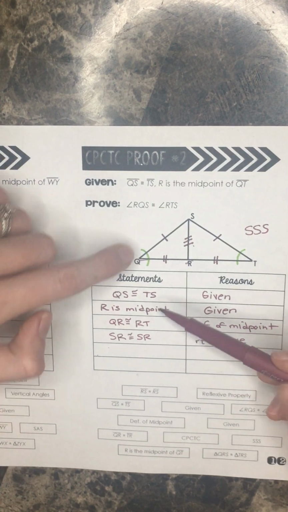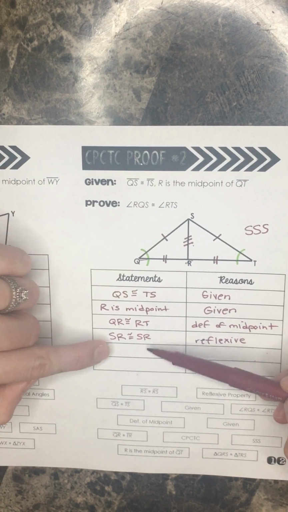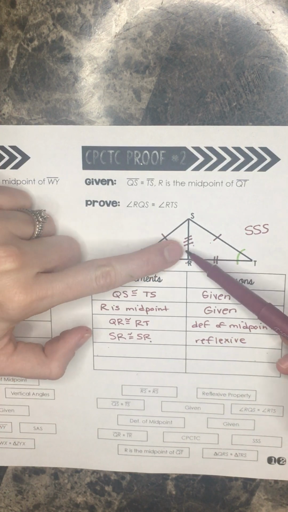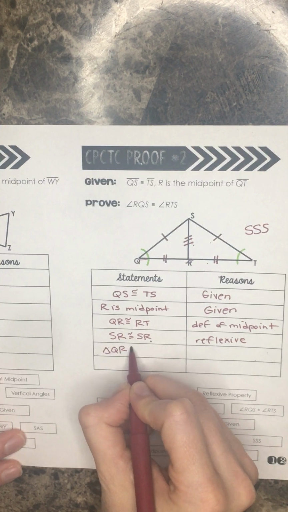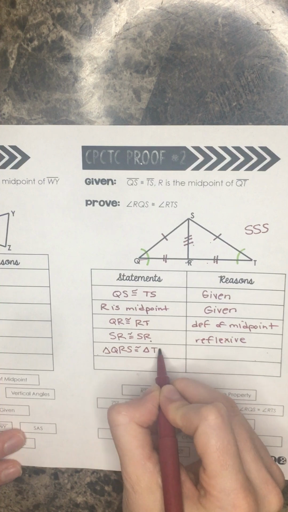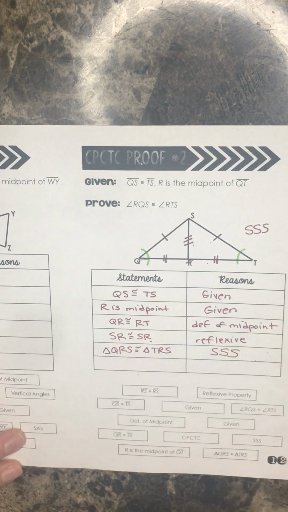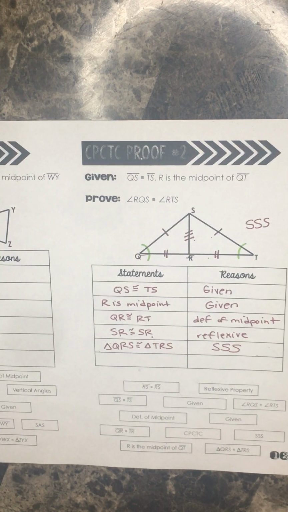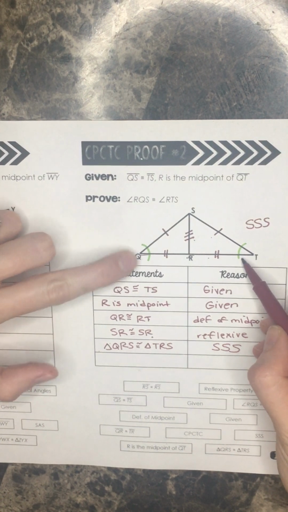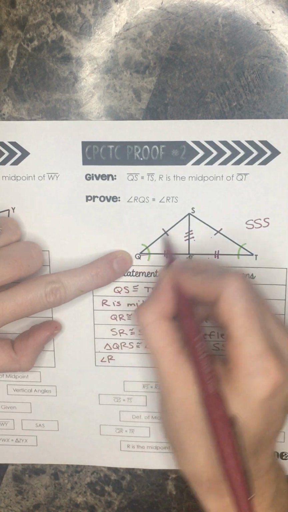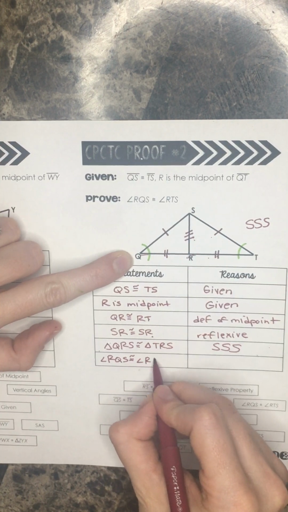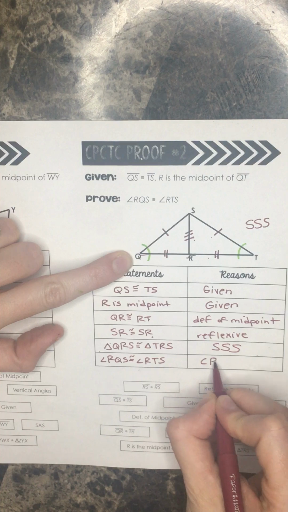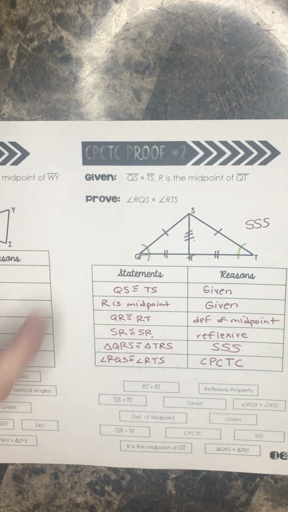Alright, so then since everything we have here, we have a side, another side, and another side that are congruent to each other. Side, side, and side congruent to each other. So we can say that triangle QRS is congruent to triangle TRS because of side, side, side. And once we know the triangles are congruent, we can say any of their parts are congruent. So I can say this angle that we were looking for, angle RQS, is congruent to RTS, that other angle we were looking for, because corresponding parts of congruent triangles are congruent. CPCTC.